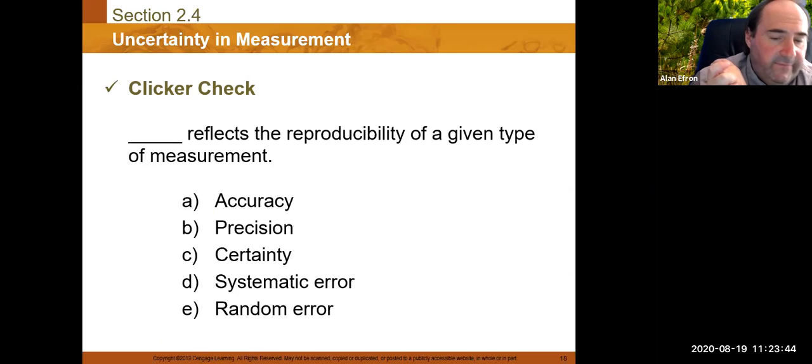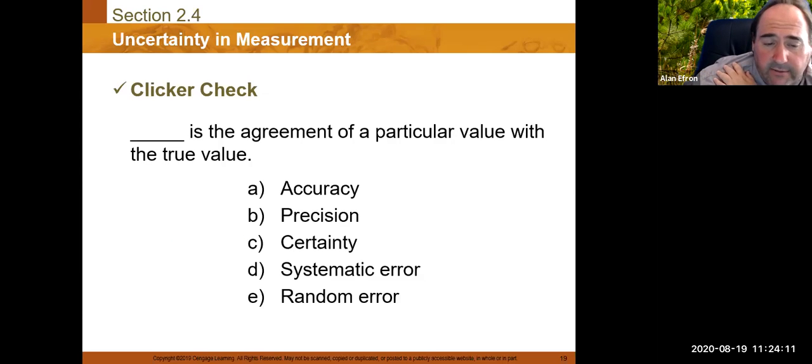So here, when we reflect on the reproducibility of a given type of measurement, that is the precision. Again, precision is how close a set of numbers are to each other. That would imply how many times you redo it and end up with the same answer. While when we're looking for agreement to the true value, that is accuracy. So again, if you're very accurate, that means you hit a number that's very close to what the actual number definitely should be.